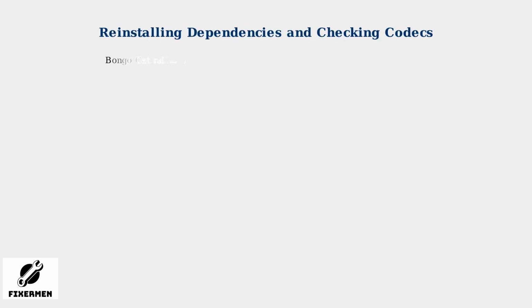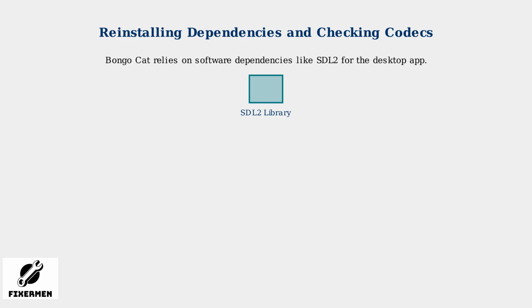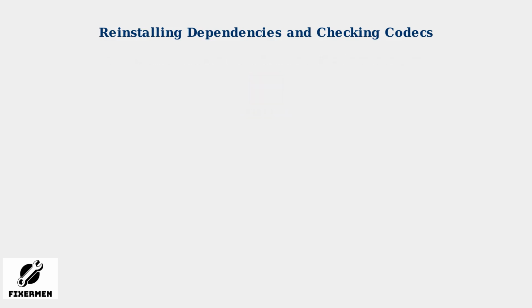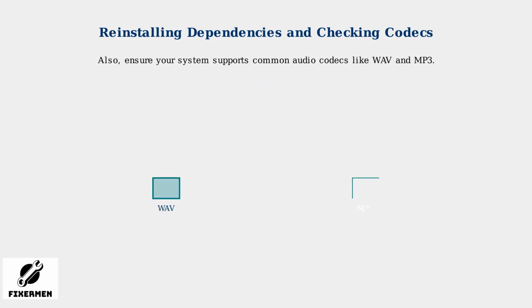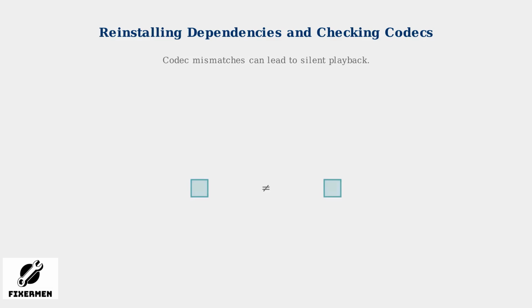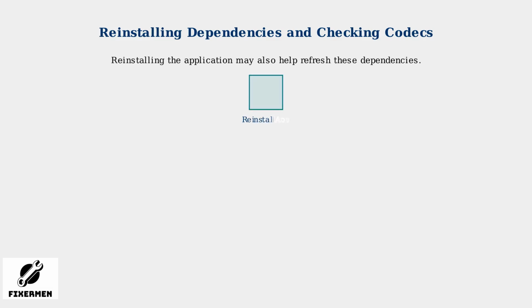Bongo Cat relies on certain software dependencies, like SDL2. If you're using the desktop application, try reinstalling these dependencies. Also, ensure your system supports common audio codecs like WAV and MP3. Codec mismatches can lead to silent playback. Reinstalling the application may also help refresh these dependencies.